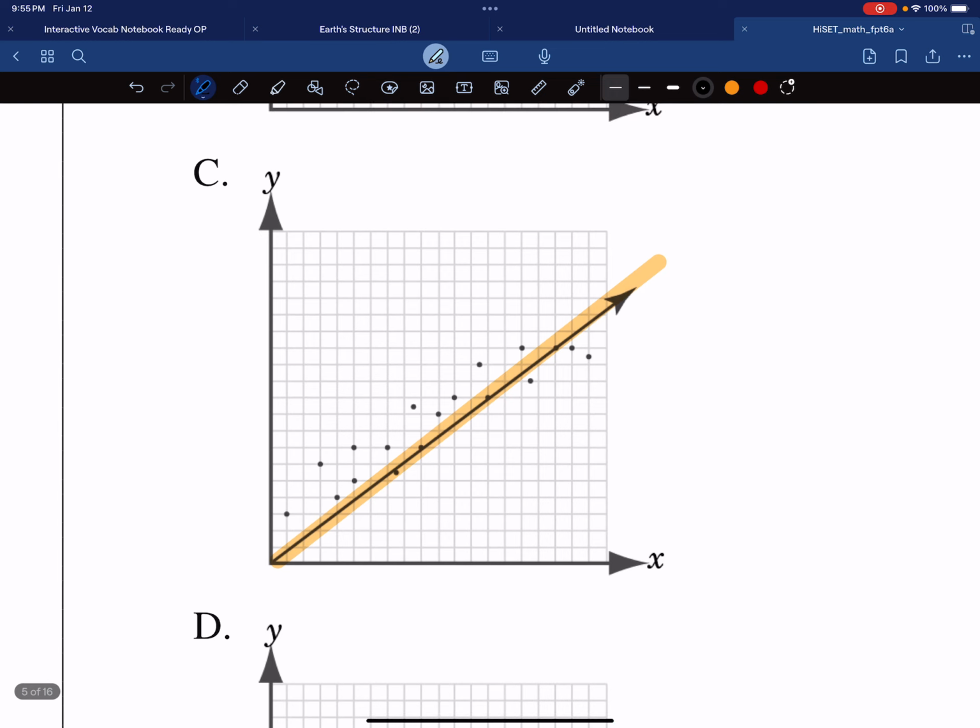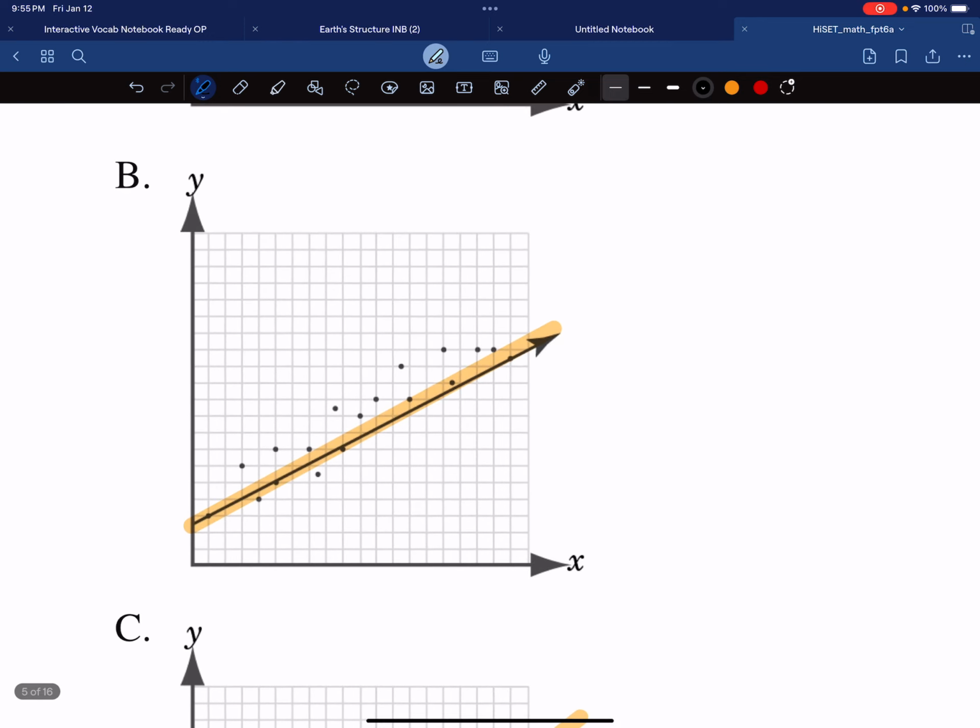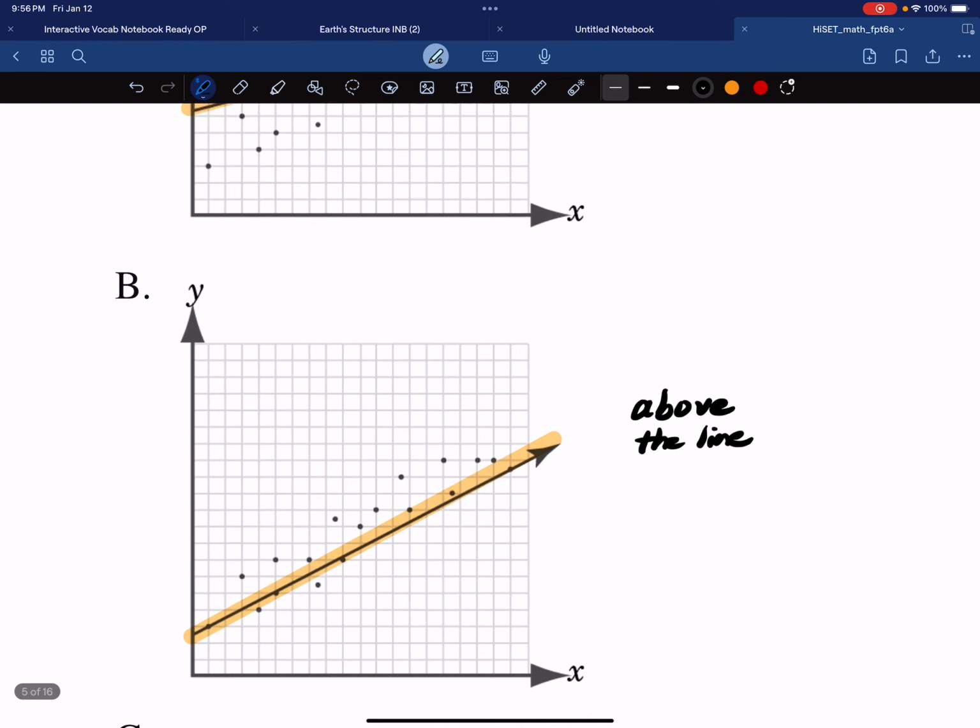This one, almost all the dots are above the line. We want a graph that shows an even distribution. So this would not be it; we have a few below the line, but most of them are above the line, not evenly distributed. This one is not too bad, but again, you have most of your dots being above the line. They're pretty evenly distributed above the line, but they're above it. There's not much under the line.